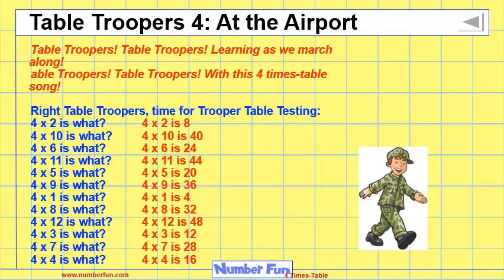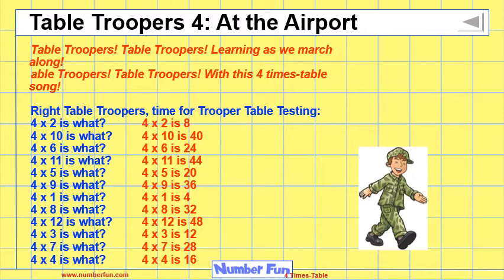Right, troopers, time for trooper table testing. 4 times 2 is what? 4 times 2 is 8. 4 times 10 is what? 4 times 10 is 40. 4 times 6 is what? 4 times 6 is 24. 4 times 11 is what? 4 times 11 is 44. 4 times 5 is what? 4 times 5 is 20. 4 times 9 is what? 4 times 9 is 36. 4 times 1 is what? 4 times 1 is 4.